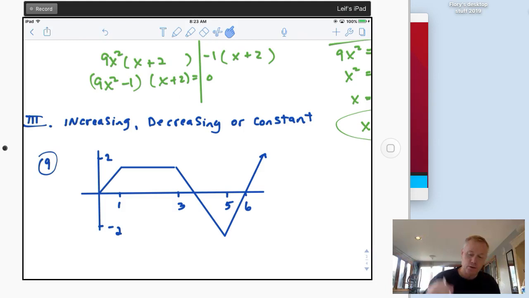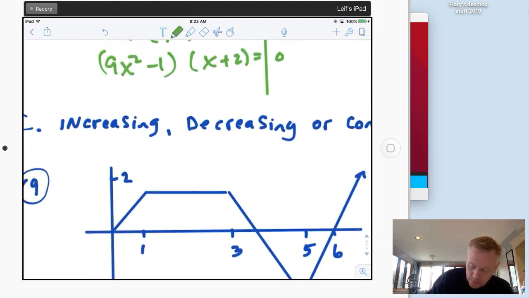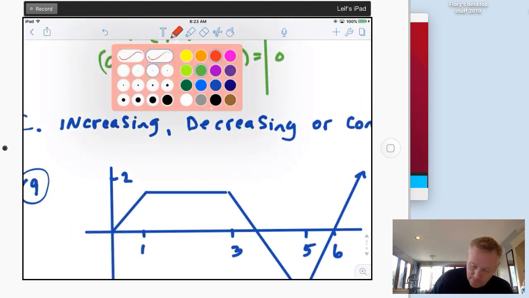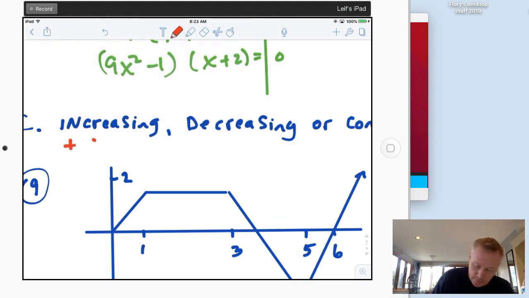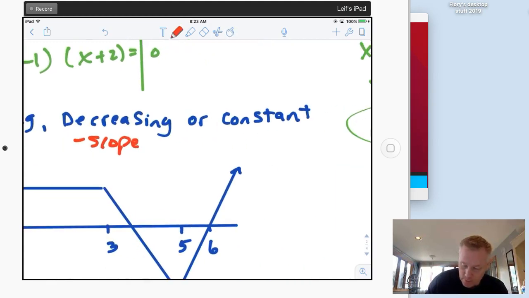So you're looking at the slope, really. Remember, slope is rate of change. Is the slope positive? If it's positive, it's increasing. If the slope is negative, it's decreasing. I'll even put that in here for a moment. Positive slope, negative slope, or 0 slope.